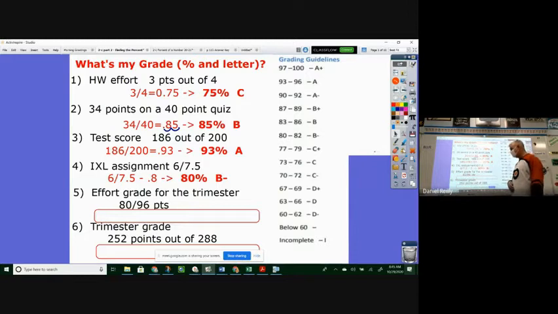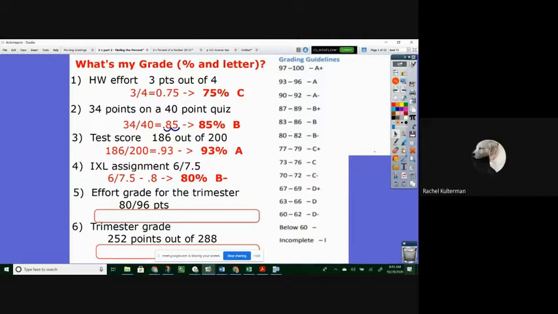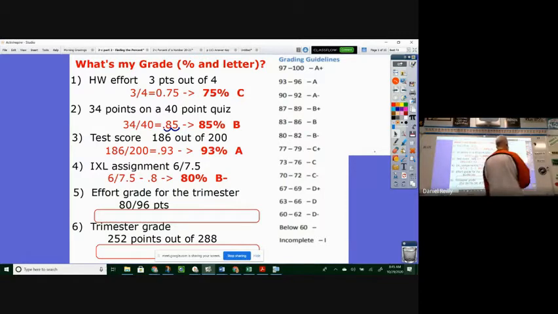0.8, move the decimal point 2 places. That's an 80%. Your effort grade for first trimester, 80 out of 96 points. It'd be a B plus. Let's see, who do I need to talk to out there? Rachel. A B. A B, what's the percent?